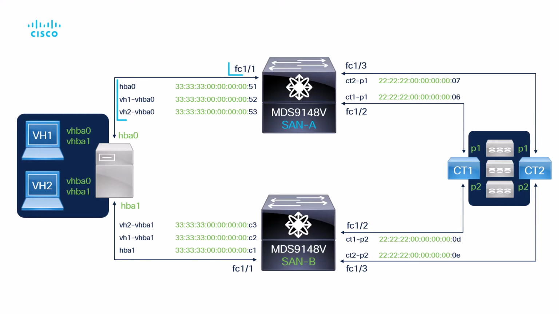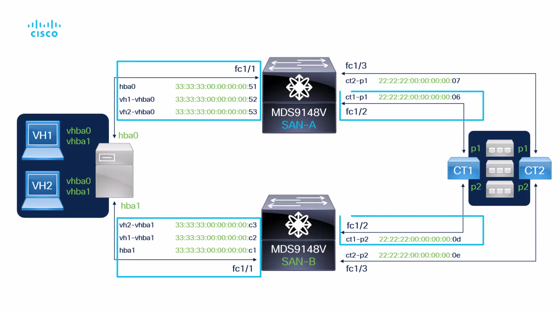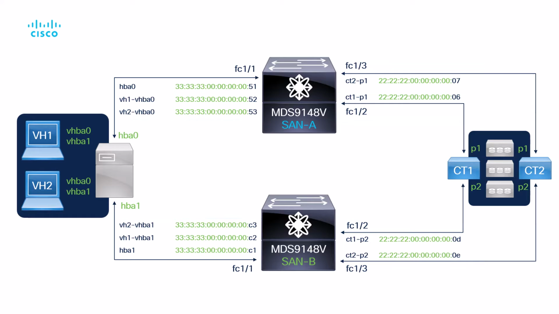From the server side, all the hosts' HBA0 are connected to FC1/1 on Fabric A and HBA1 to FC1/1 on Fabric B. From the storage side, controller 1 ports are connected to FC1/2 on both fabrics, and controller 2 ports are connected to FC1/3 on both fabrics. The respective PWWNs of the devices are also shown on the switch side interfaces, FC1/1 to FC1/3 respectively. To better understand the upcoming configuration section of the video, I suggest you take a snapshot of the above diagram and view it side by side while going through the remainder of the video.